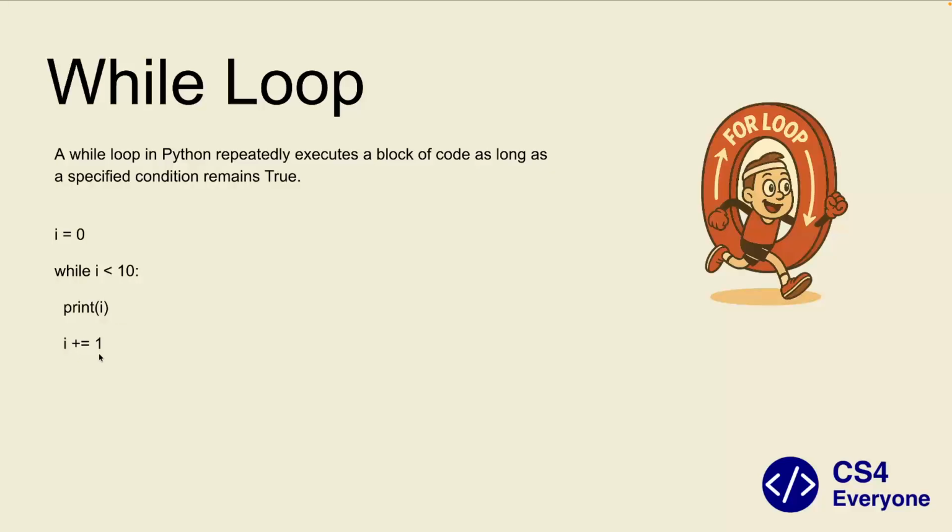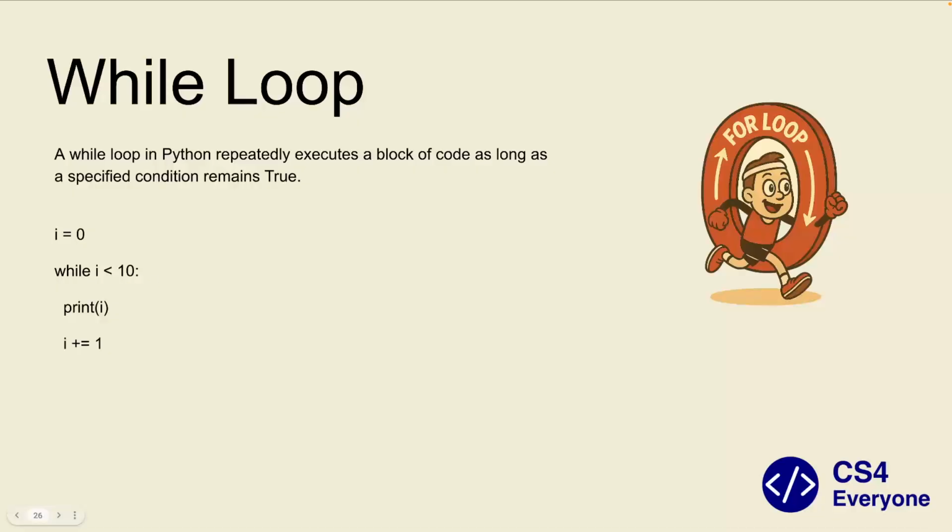Then i here will become 8. So 8 is less than 10, 8 will be printed, and i will become 9. Here, 9 is less than 10, 9 will be printed, and i will become 10. Now, 10 is not less than 10. You should know that. So, the while loop stops. So the values we'll have are 0, 1, 2, 3, 4, 5, 6, 7, 8, 9.